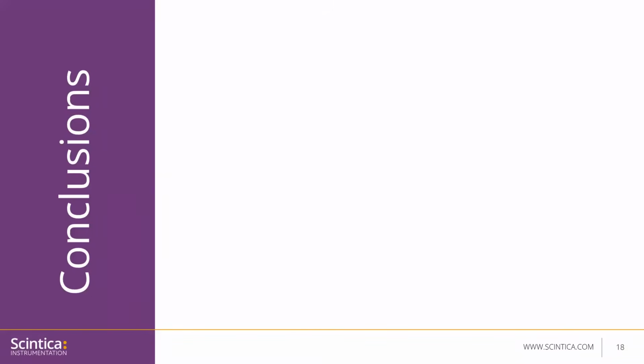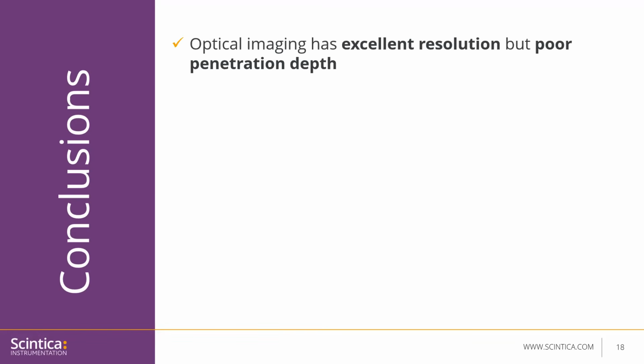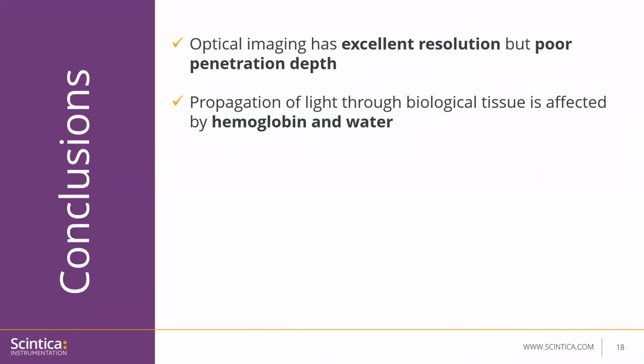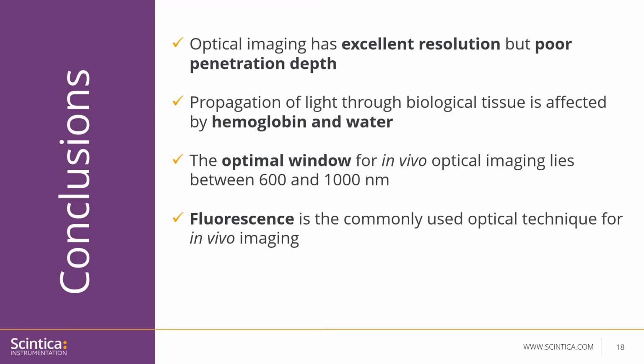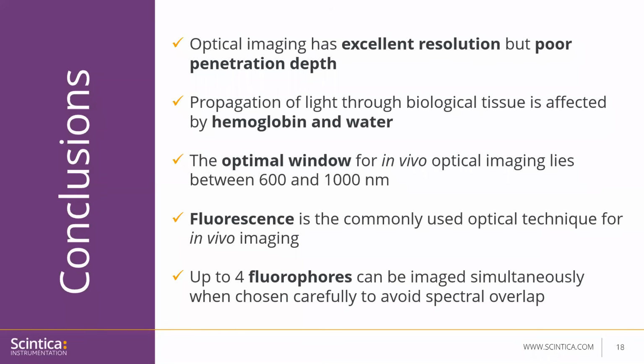Now let's take a moment to summarize what we've learned so far, which is that optical imaging has excellent resolution but poor penetration depth, which is linked to how light propagates through biological tissues, where it's absorbed by hemoglobin and water, affecting the penetration depth. This leaves us with an optical imaging window for in vivo optical imaging between 600 and 1000 nanometers. Here, fluorescence is the most commonly used optical technique because it's so specific and sensitive, and it allows for multiplex imaging, where you can simultaneously visualize up to 4 fluorophores when you choose them carefully to avoid spectral overlap.